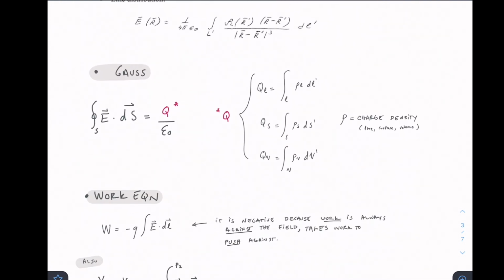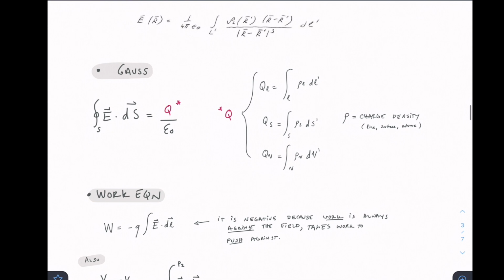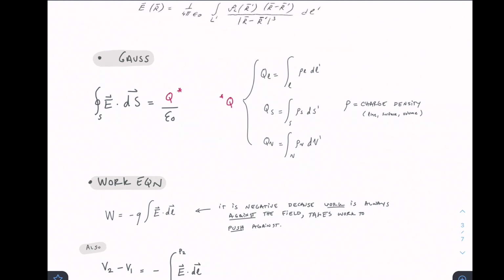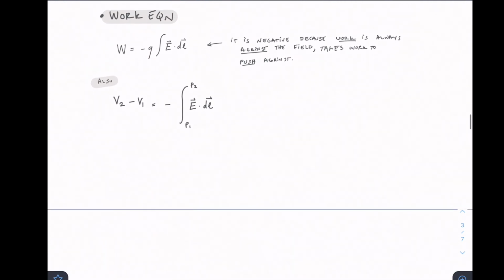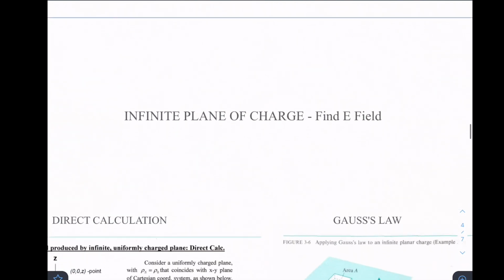This is what I pointed out before too, finding the total charge is important. When we're given a charge density, we have to take the area that that density exists in, or length, surface area, or volume. Okay, so here's some general stuff about the work equation. We're going to use this all later, so don't get too hung up on it.